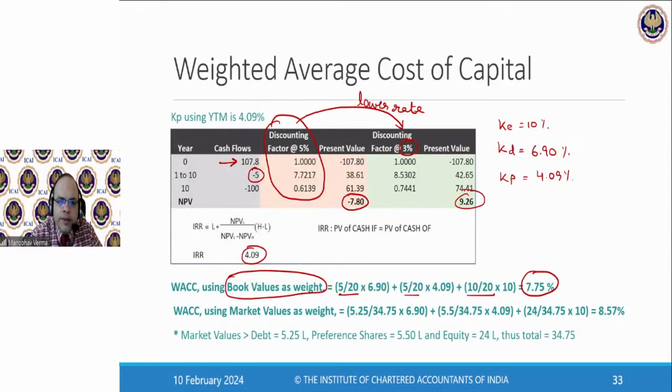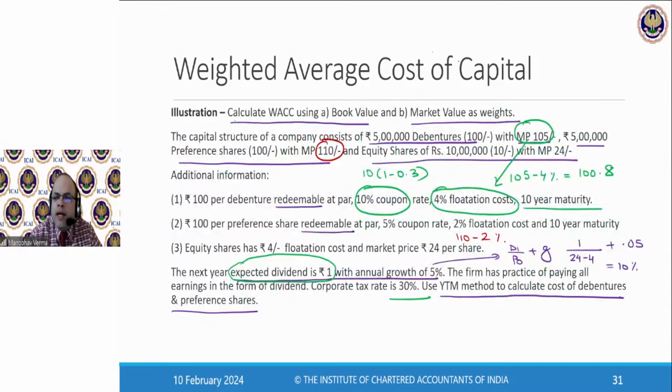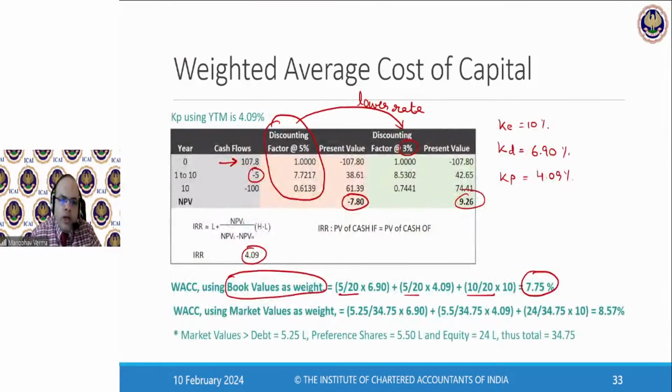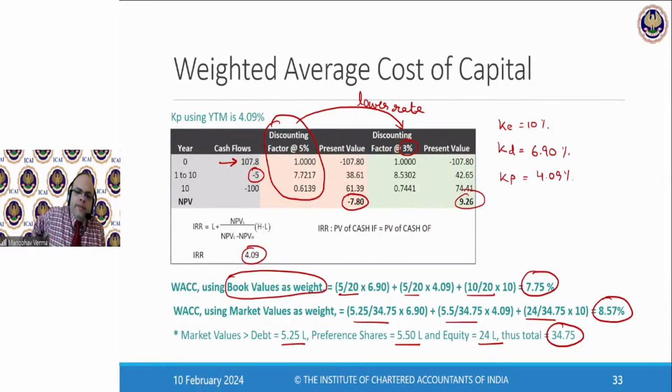I think book value is straightforward. You're just multiplying the individual cost with the weights. Even the market value, taking the weights is not a problem here anyhow. Even if you take the market values, that's not a problem because in the bracket they have given you the market value, right? So market value for the debentures is 5,25,000, reference 550, and equity seems to be 24 lakhs, right? 10 lakhs with a market price of 24. So seems 24 lakhs. So what does the total amount come up to? 525, 550, 24 lakhs. Total is 34.75. So you can take these ratios to multiply and you get 8.57 as the market value as a weight here.